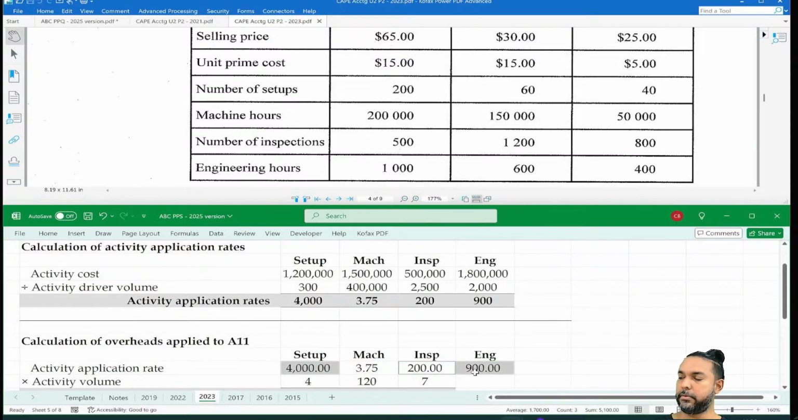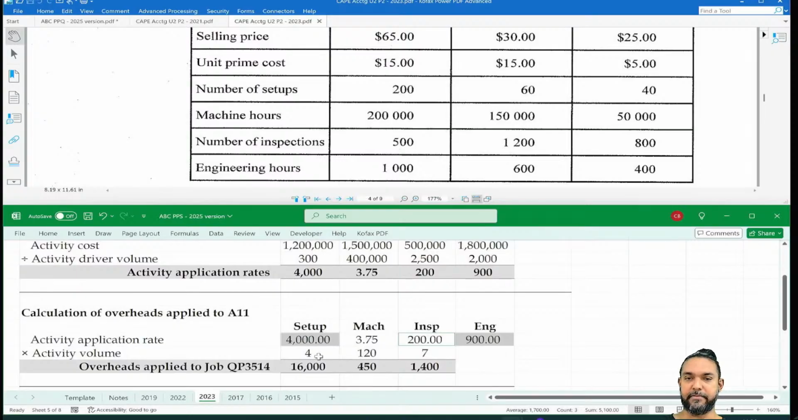Oh, next one? Okay, cool. I guess not, right? All right, activity volume. So setups is 200. Then we have machine hours is 200,000. And then we have number of inspections is 500 and engineering hours is 100, right? Let me fix these things here.